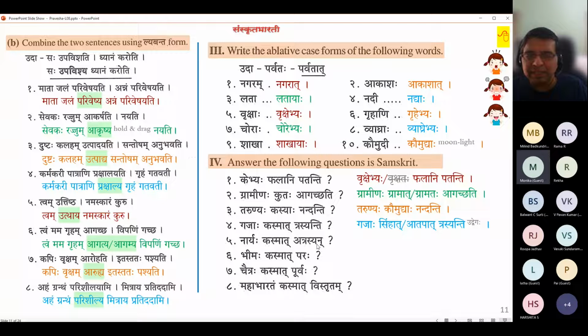Naryah kasmat atrasyan. Sarpat atrasyan. Dushtat atrasyan. Sarpat atrasyan. Okay. Bhimah kasmat paraha. Yudhishtirat paraha. That's very clear. Duryodhanaadapi paraha va prayah tatha. So Yudhishtirat paraha. Chaitrah kasmat purvah.